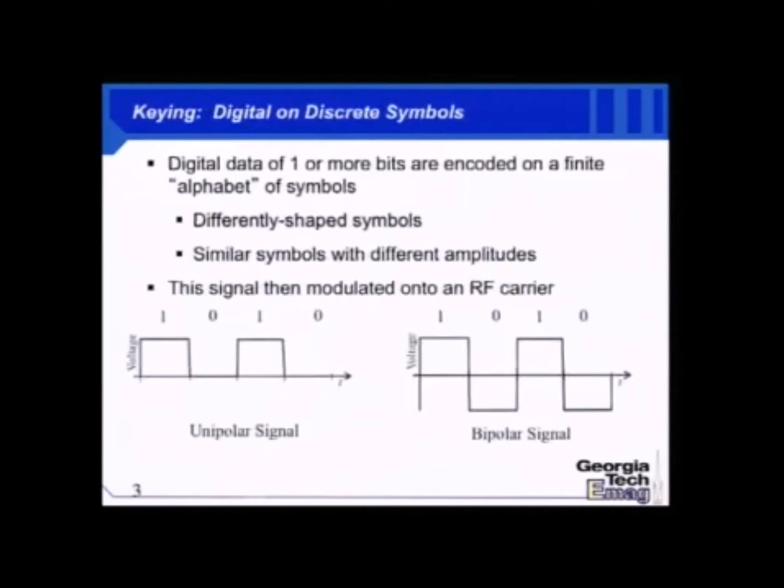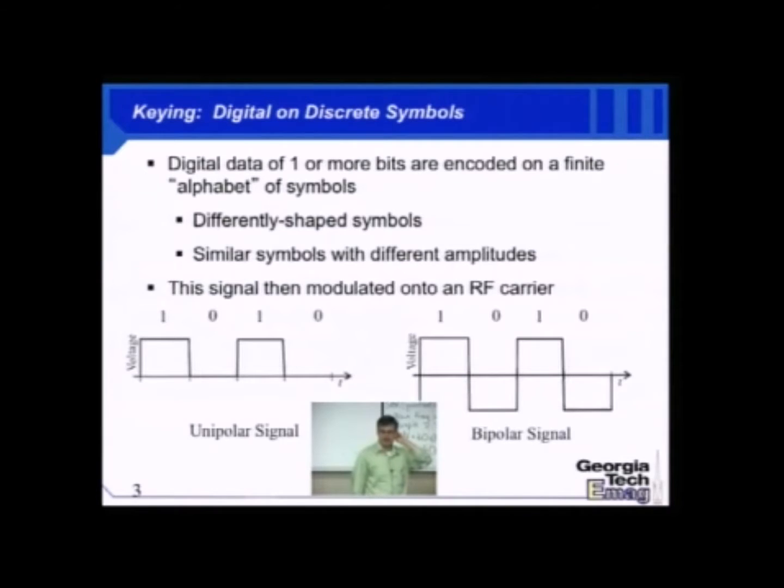So to start off with, you'll hear the term in digital communications, keying. Keying is how you represent digital information onto discrete signals. I have a couple examples of the simplest kinds of keying. The first one on the left, where I'm transmitting 1s with a pulse and 0s with nothing, is called on-off keying. It's the simplest possible keying you can think of. In this case, my 1s are squares, and my 0s are nothing. We would also call that a unipolar signal.